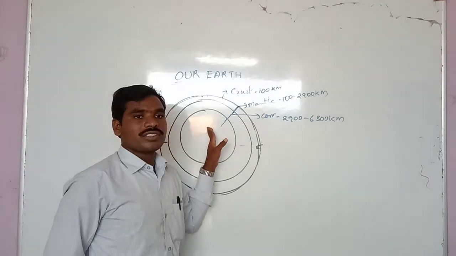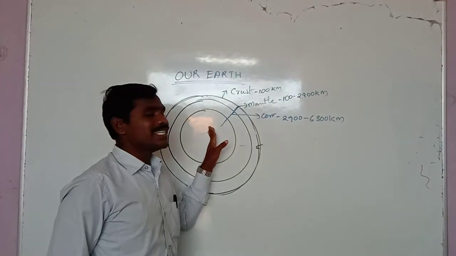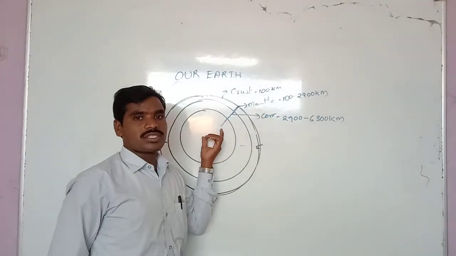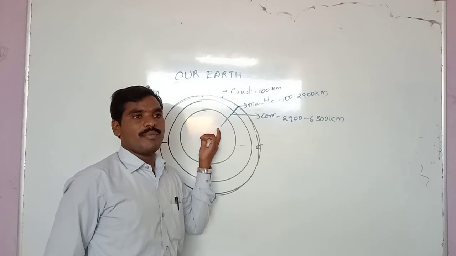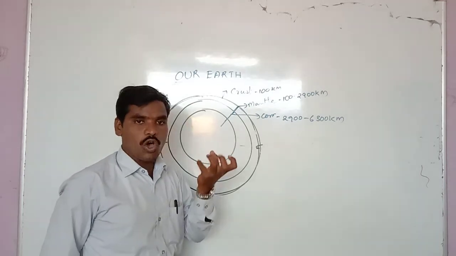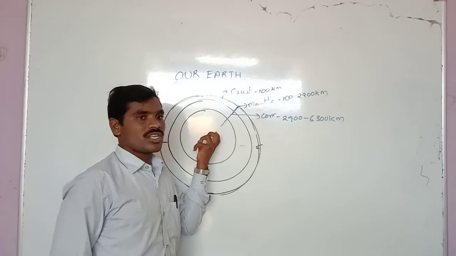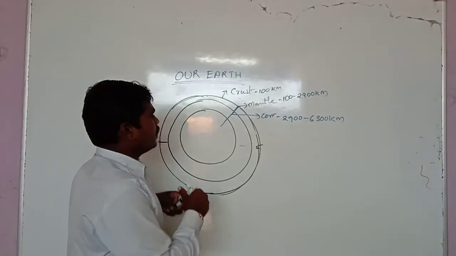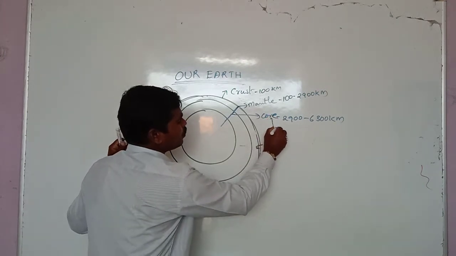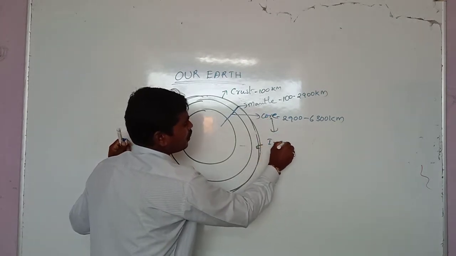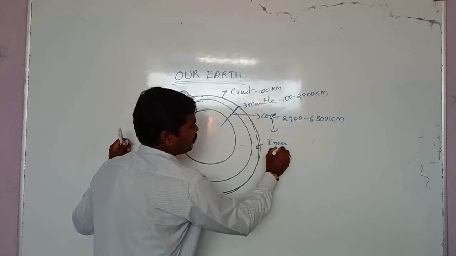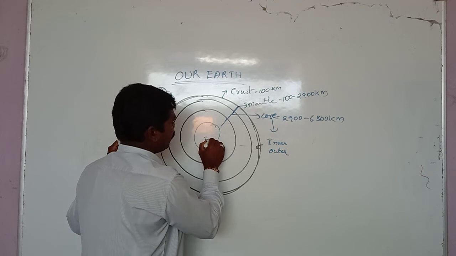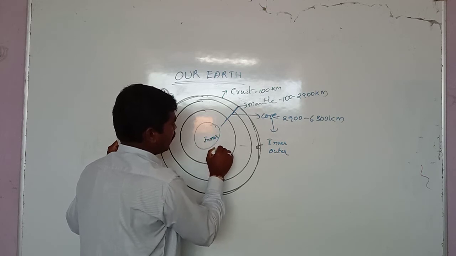In this core, there is more density. Due to more heat, the rocks and every material melt and it is in solid form. And it has more magnetic power. The core is also divided into two types, inner core and outer core.